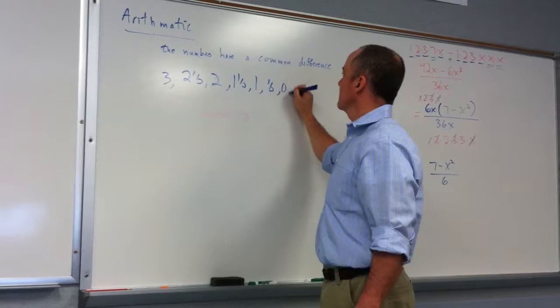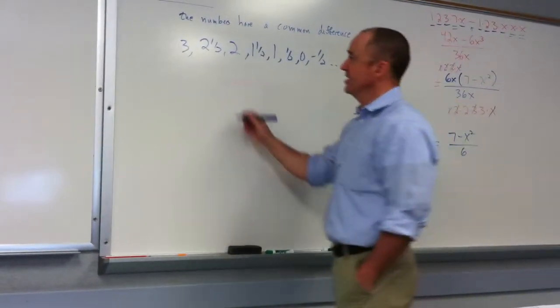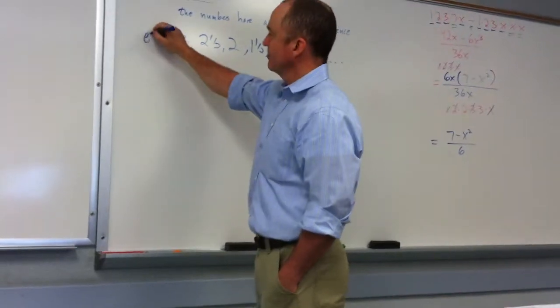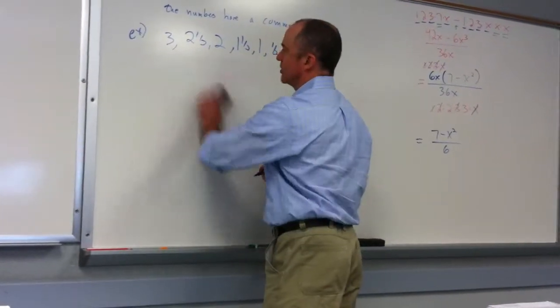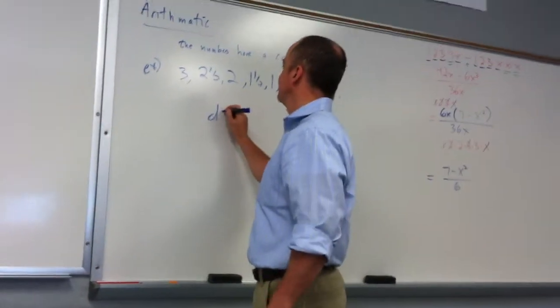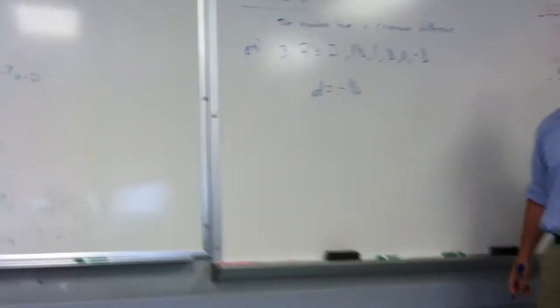It goes down by which? 1/2. Yep. And if it goes on forever, we'll keep doing this. So here the common difference for this example, we would call the common difference a d, and we would say it's negative 1/2, just to keep the notation.